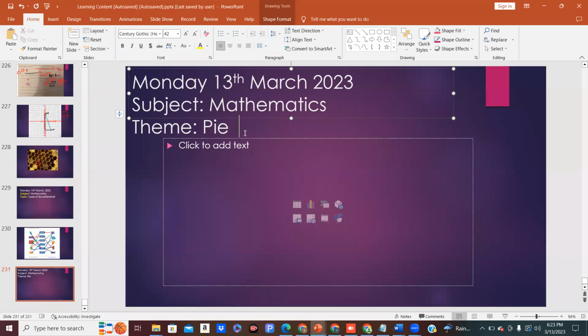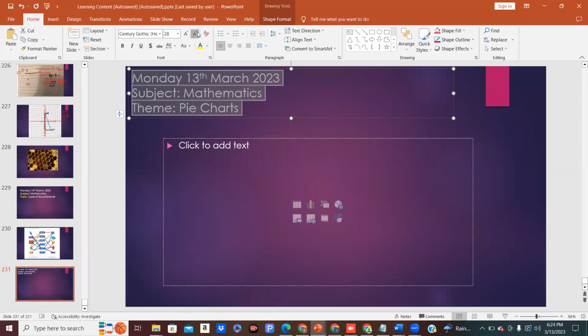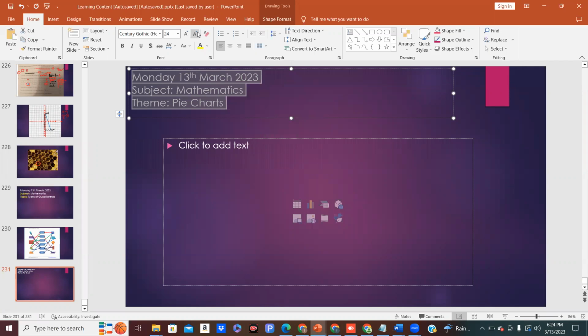Pie charts. That's what we're gonna be looking at. Someone said graphs, and I'm like, that's so close. They just didn't say pie in front of it. We're looking at pie charts.